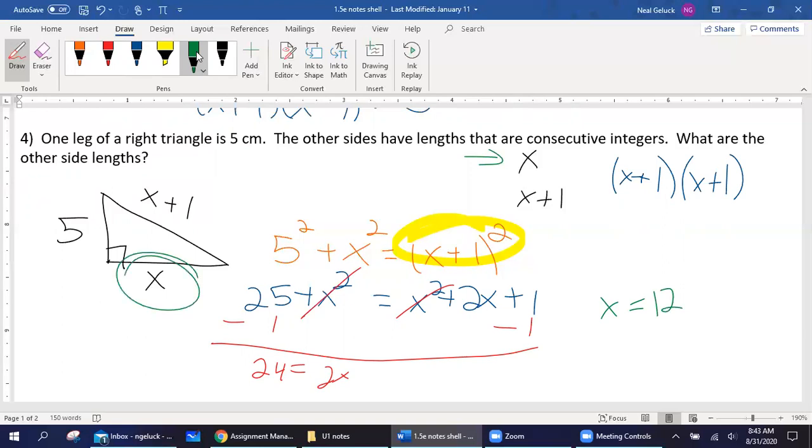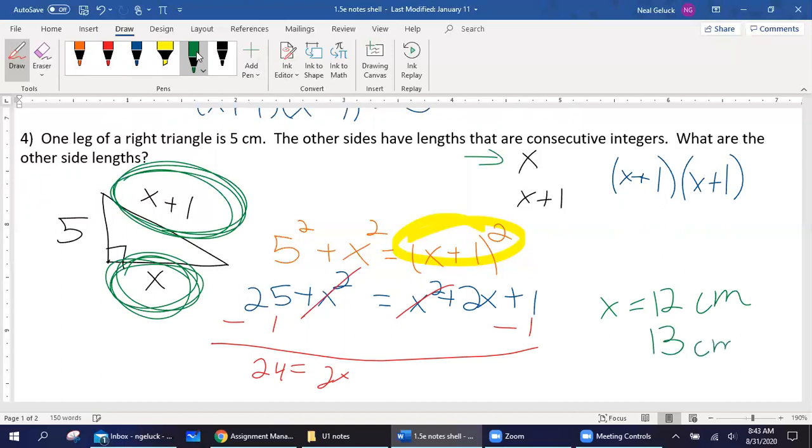So what was x? X was the other leg. So that's going to be 12 centimeters. The other side would be 12 plus 1, so 13 centimeters. So those are my other two sides. Okay, that'll do it for this first video. We'll finish up this lesson in the next video.